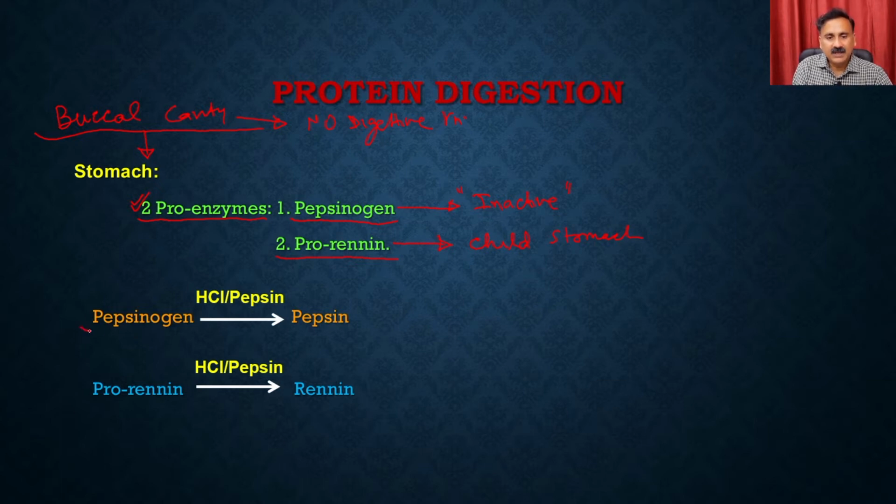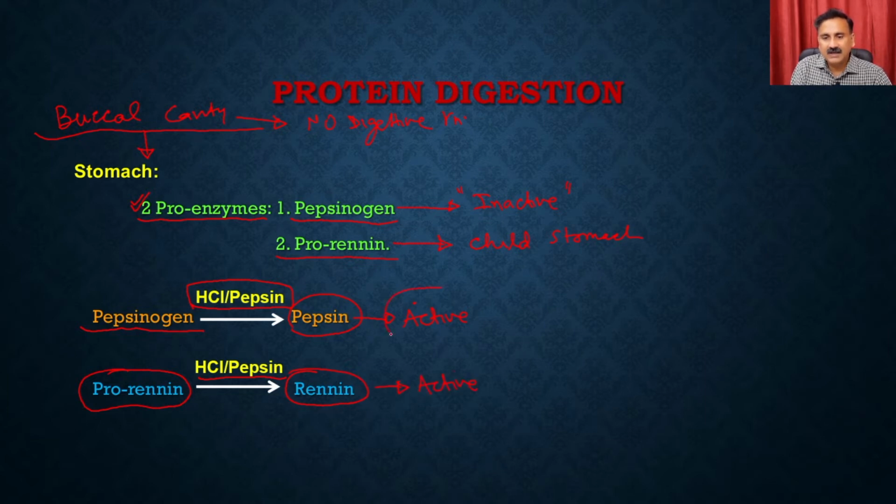The pepsinogen is going to be activated by the HCl or the acidic environment, and then it is going to form pepsin, and pepsin is an active enzyme which participates in protein digestion, because it is going to digest the proteins. Then similarly the HCl and the pepsin are going to activate the prorenin, and that's how it is going to form renin, and that renin is also an active enzyme.